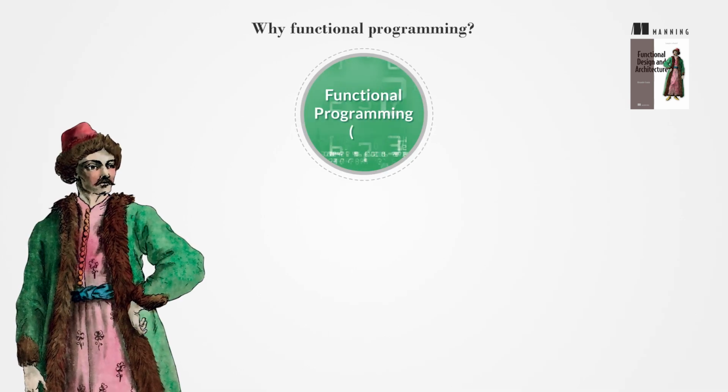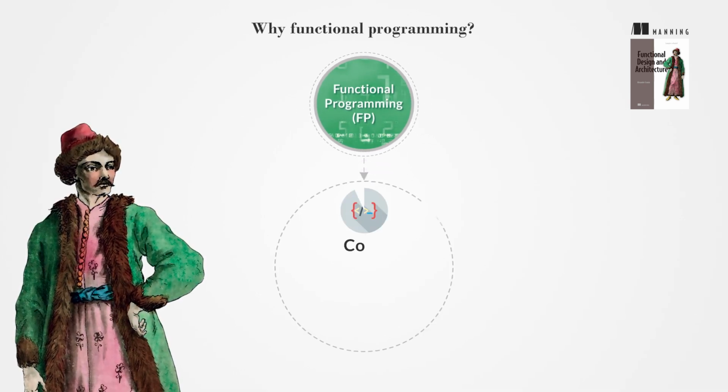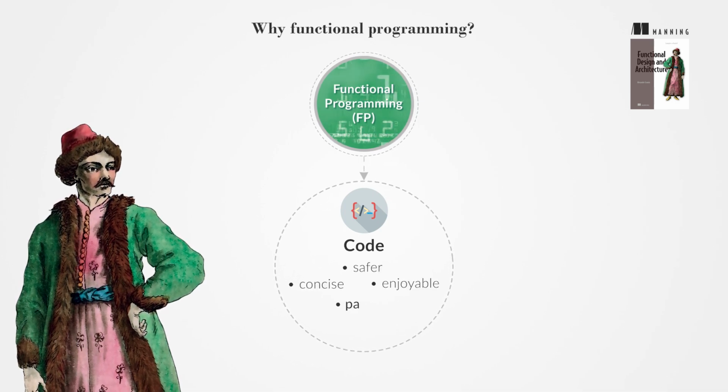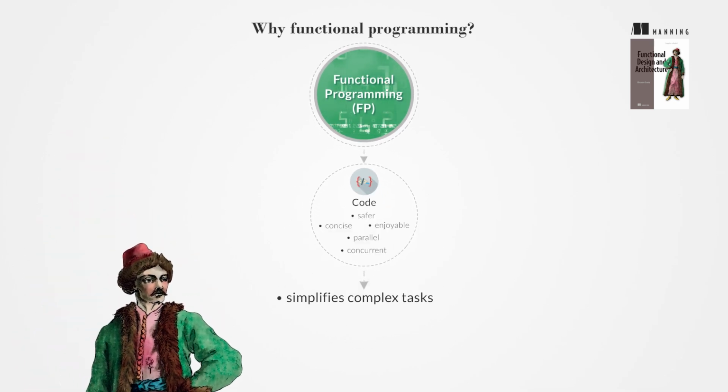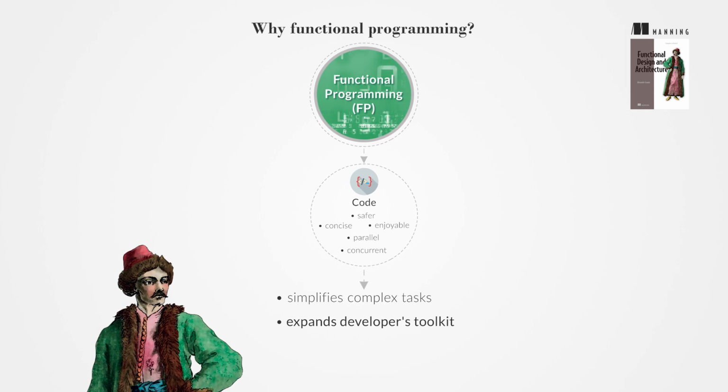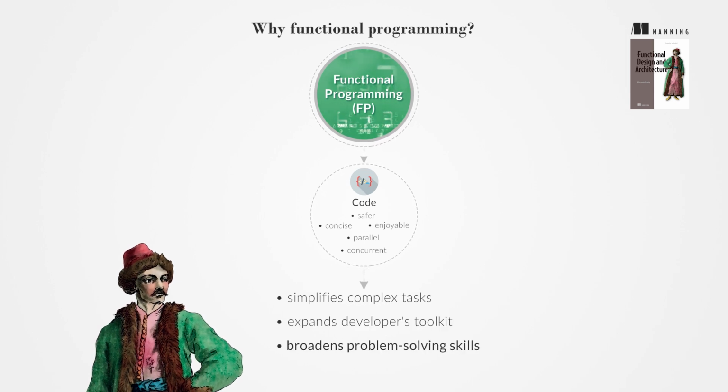Functional programming, FP, is chosen for its ability to make code safer, more concise, and enjoyable, particularly excelling in parallel and concurrent code. It simplifies complex tasks and offers a different set of tools to solve problems, broadening a developer's skill set.